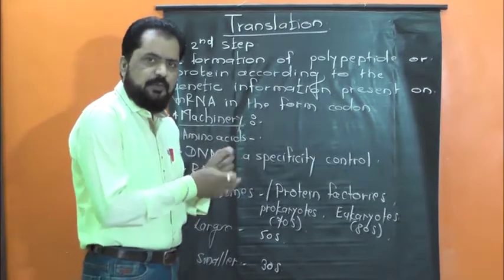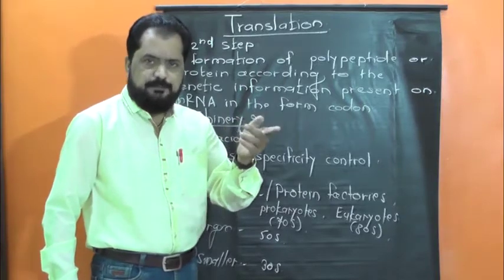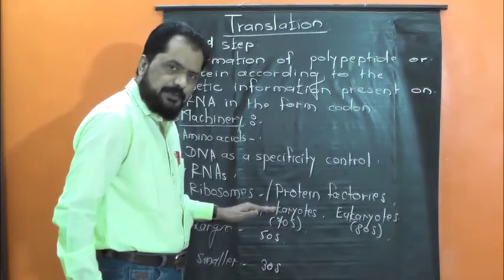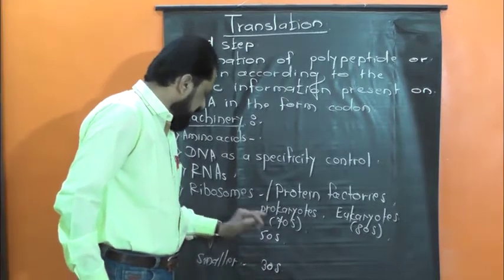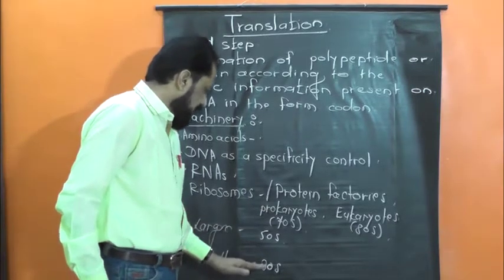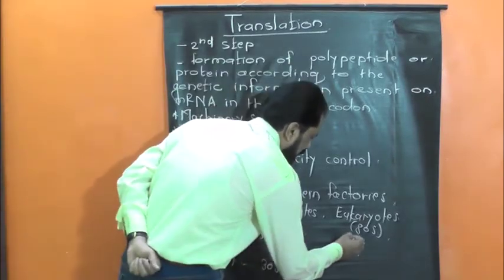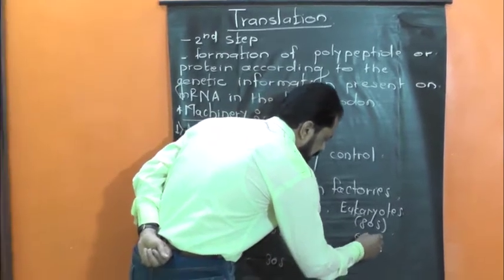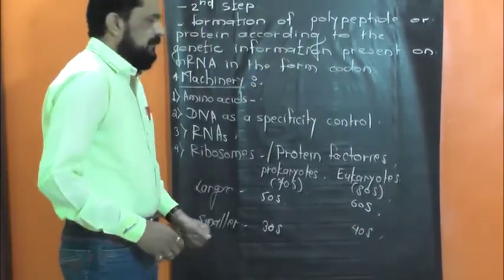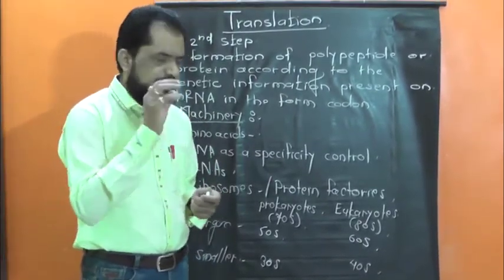That sedimentation coefficient depends upon the size of that particle. Anyway, the larger subunit in prokaryotic ribosome is 50S and the smaller subunit is 30S, while the larger subunit in eukaryotes is 60S and the smaller subunit is 40S. The ribosome has different binding sites. I am going to show by drawing a diagram.